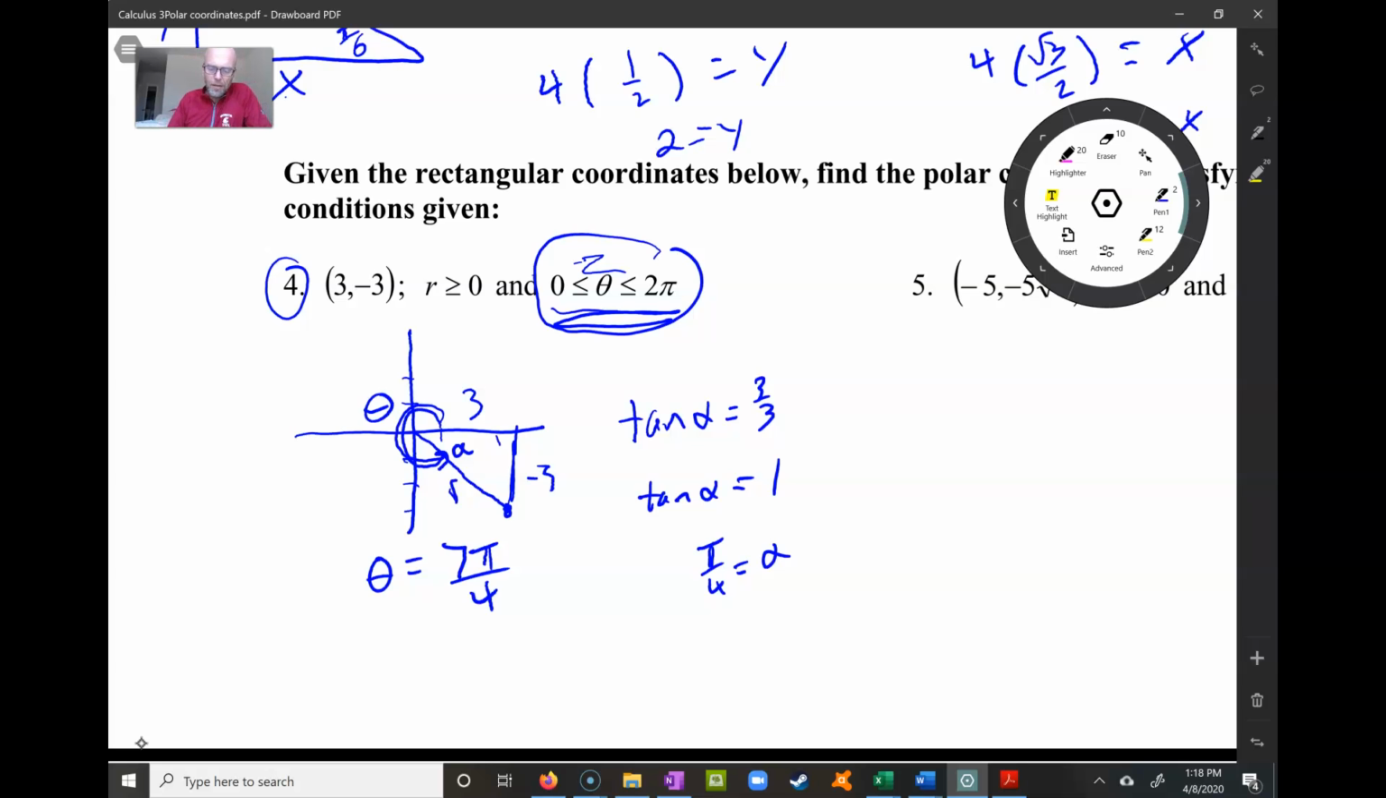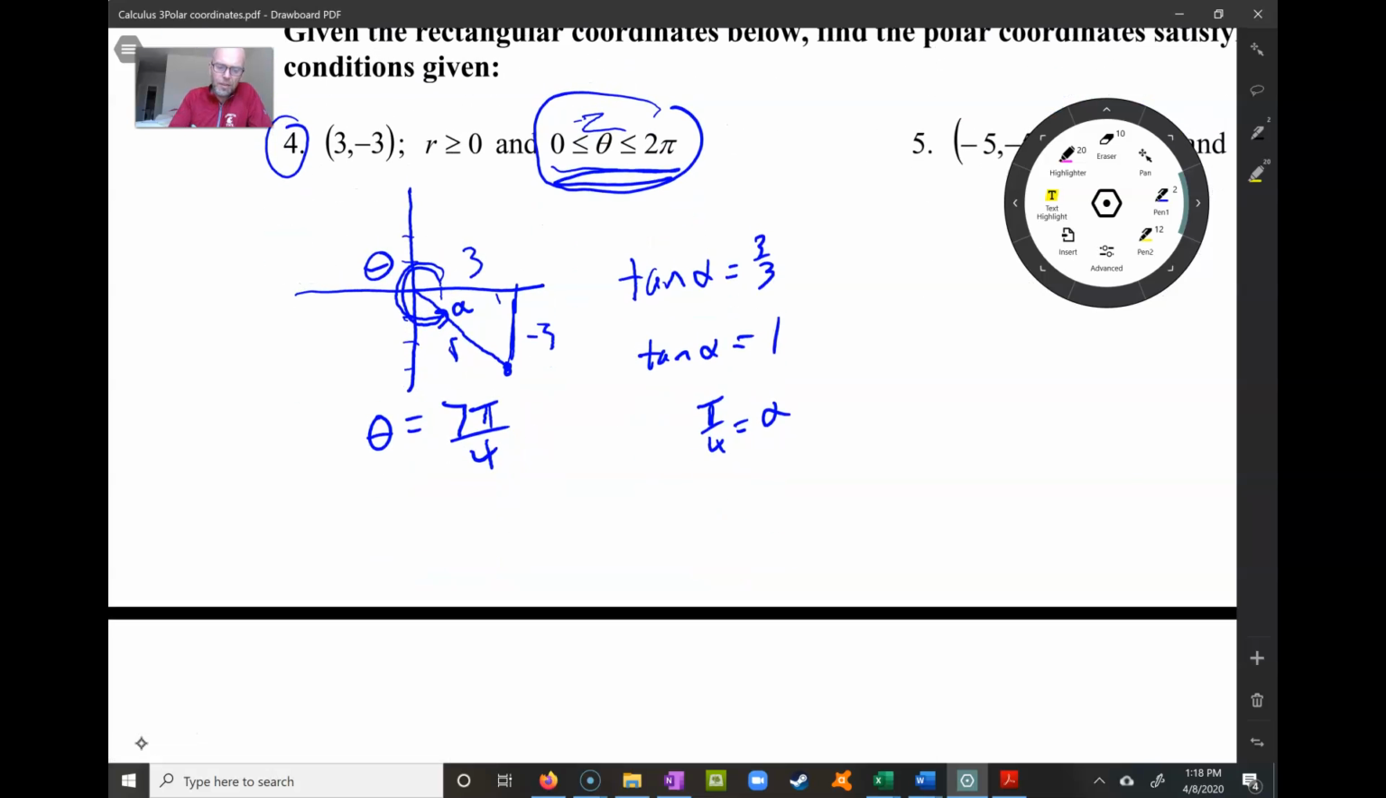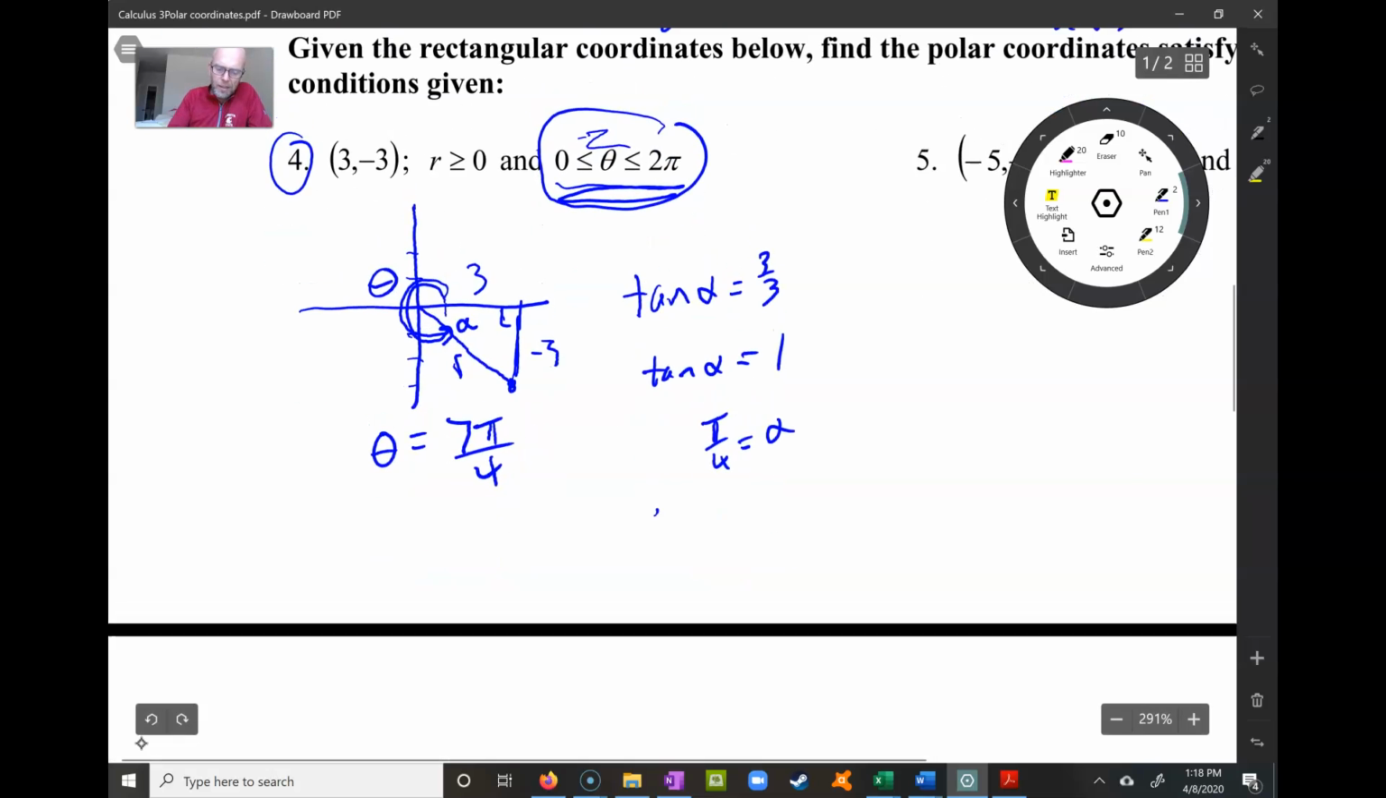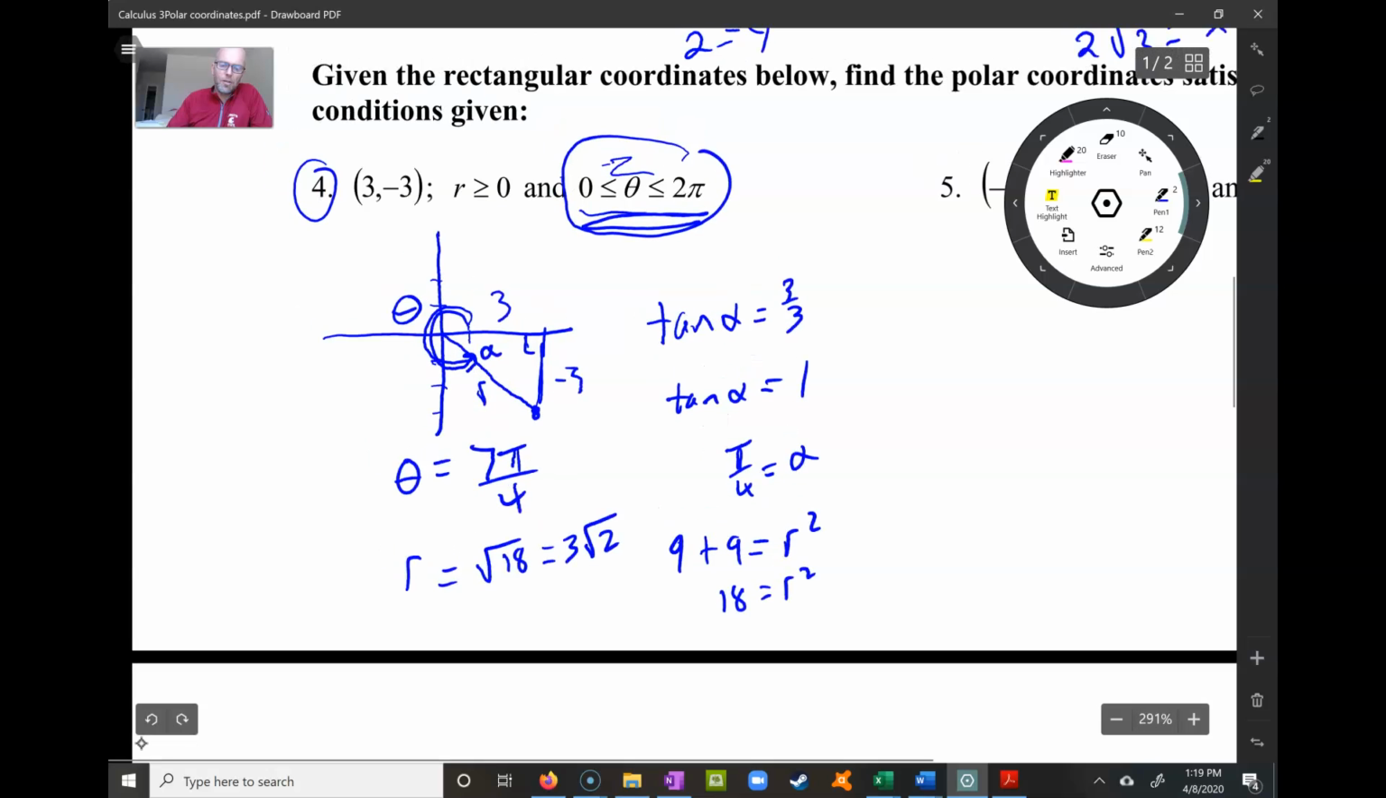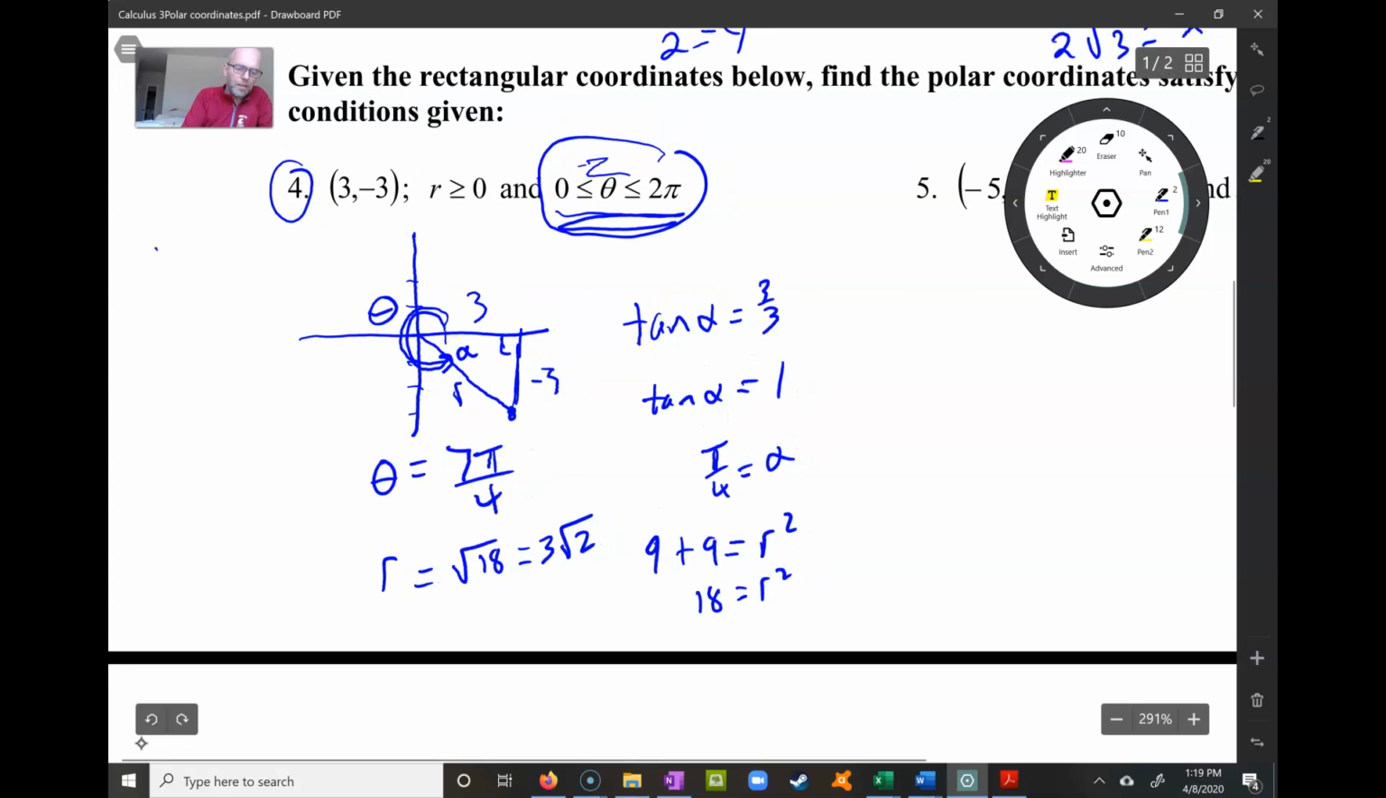So then, now we just got to find the radius. So the radius we know because of the Pythagorean theorem, right? We know that 9 plus 9 should be equal to r squared. Of course, that means that 18 is equal to r squared. So that means that my r is going to be equal to the square root of 18, which would be equal to 3 times the square root of 2. So, what are the polar coordinates that they're looking for? That would be 3 times the square root of 2, comma, 7 pi over 4.